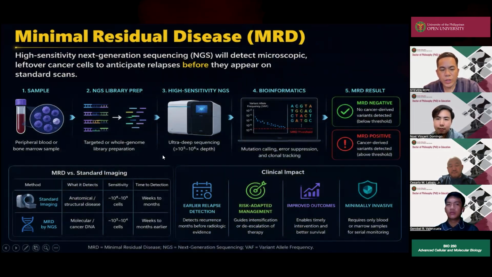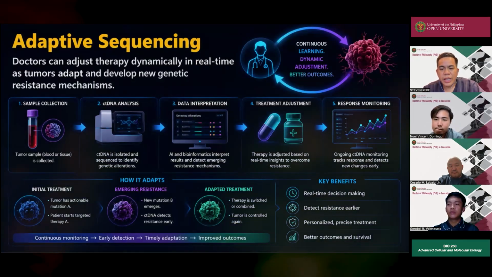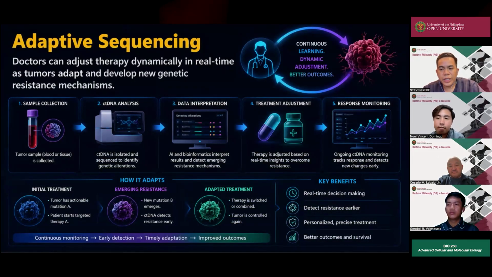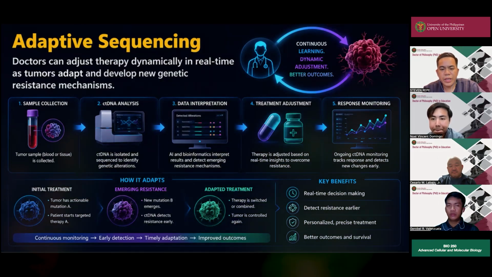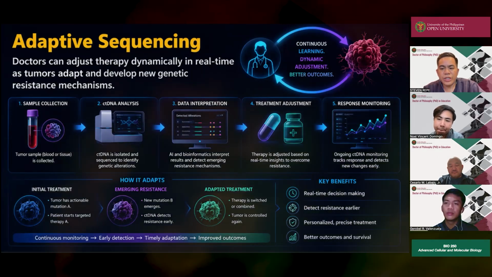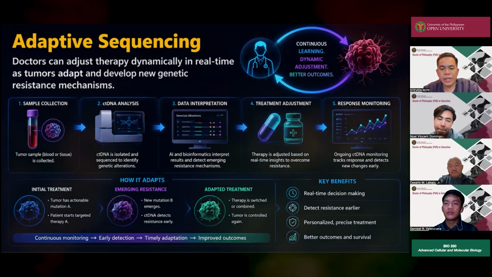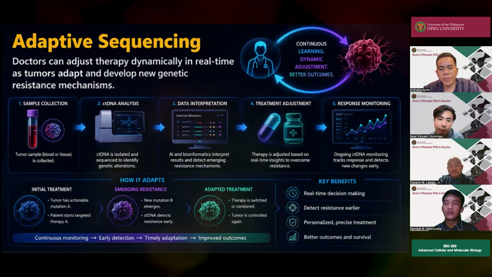So we also have adaptive sequencing. It is important because cancer is not static. Tumors can change, can adapt, and develop resistance mechanisms. This repeated sequencing allows doctors to monitor these changes and adjust therapy in real time. This makes cancer treatment more flexible and responsive.